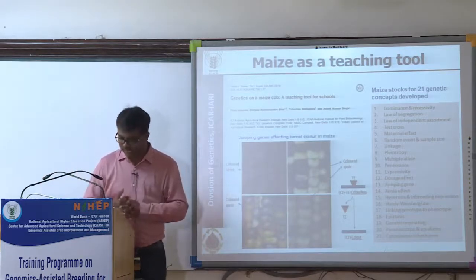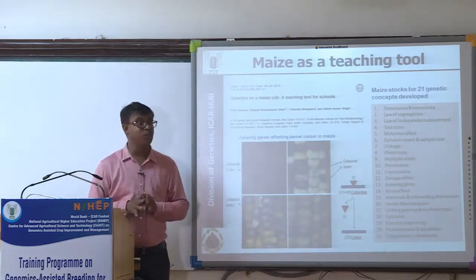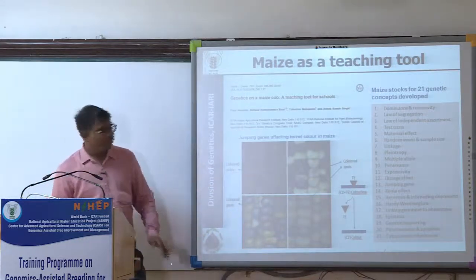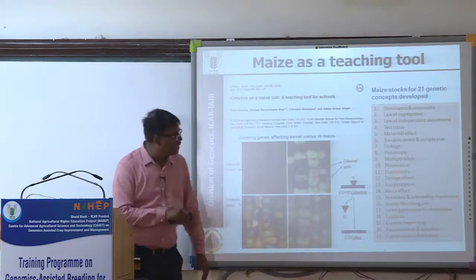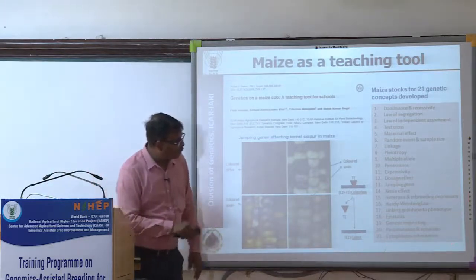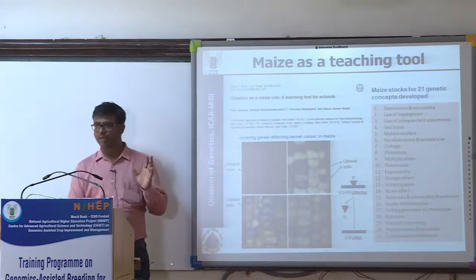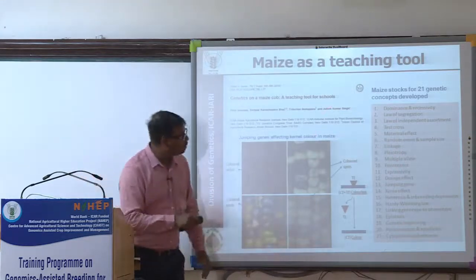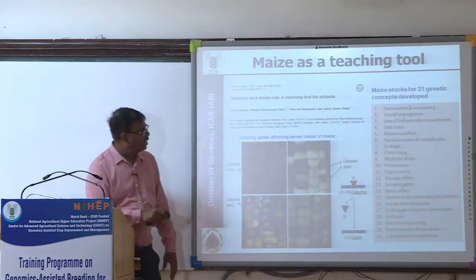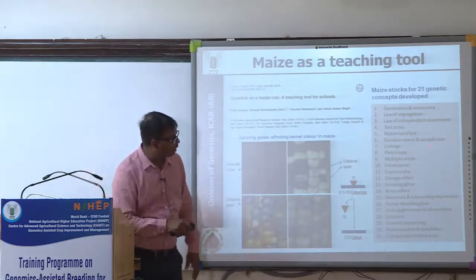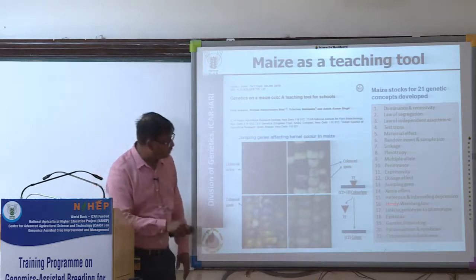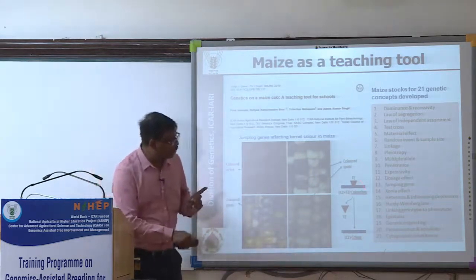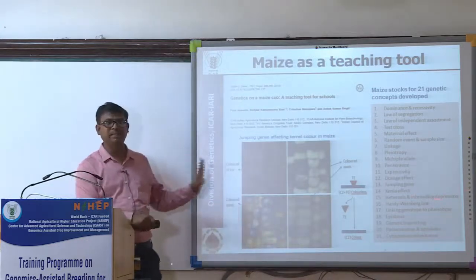With this, we have now come out with an article named Genetics on a Maize Cob, a Teaching Tool for Schools. Basically, we started addressing the schools first. Here, 21 different concepts, which mostly I have mentioned, have been demonstrated using the maize cob. So if the maize cob is given with explanation, you can see dominance, recessivity, law of segregation, law of independent assortment, test cross, maternal effect, including epistasis. I have not yet shown the epistatic part of it. All the 21 basic concepts are things any geneticist should know.